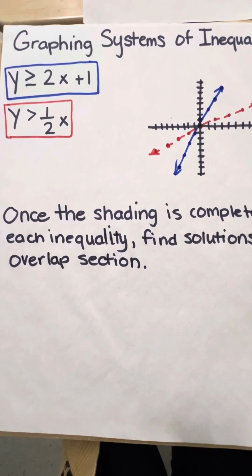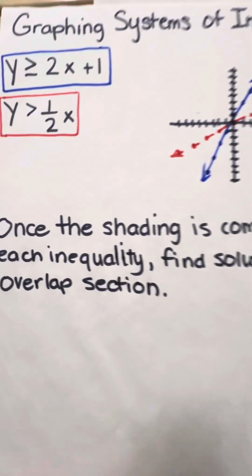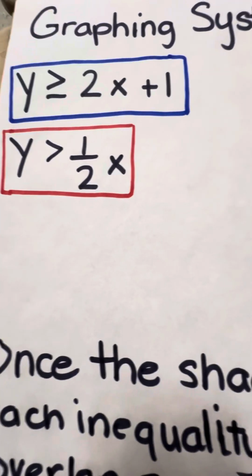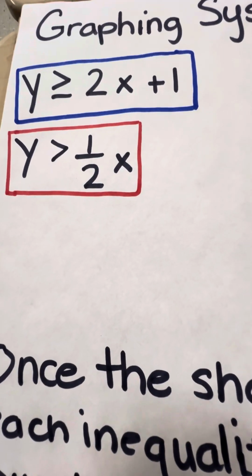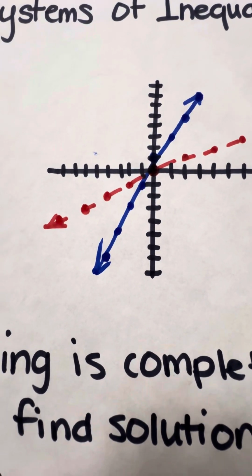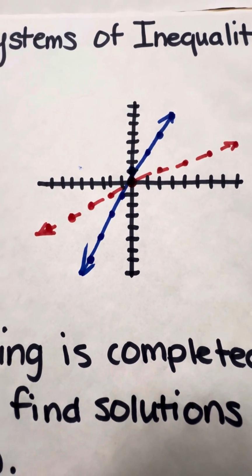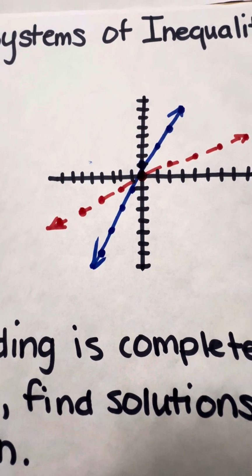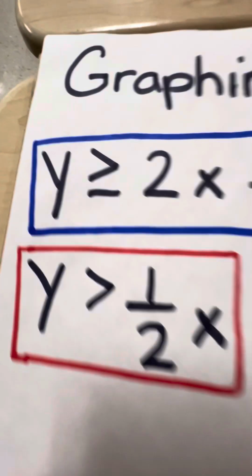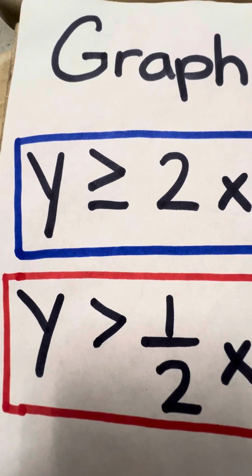I highlighted the blue one as the blue line right there, and then the red one is the red line right there. As you can see, my first inequality statement is y is greater than or equal to 2x plus 1. So I've graphed that part. Again, if you don't know how to graph the inequalities, I do have a couple of other videos that you can look at. This one is a solid line because it does have a line underneath the inequality statement. So a line underneath it indicates that it is a solid line.